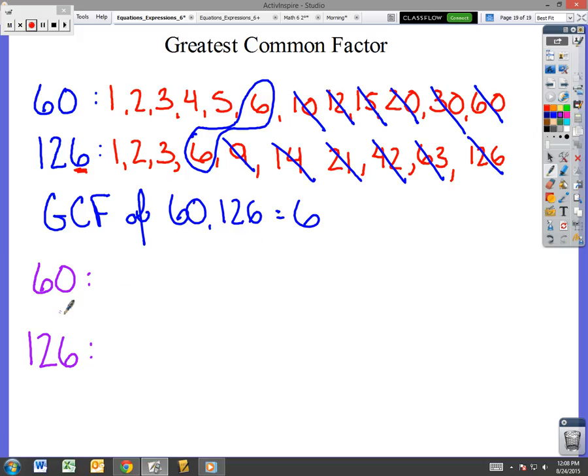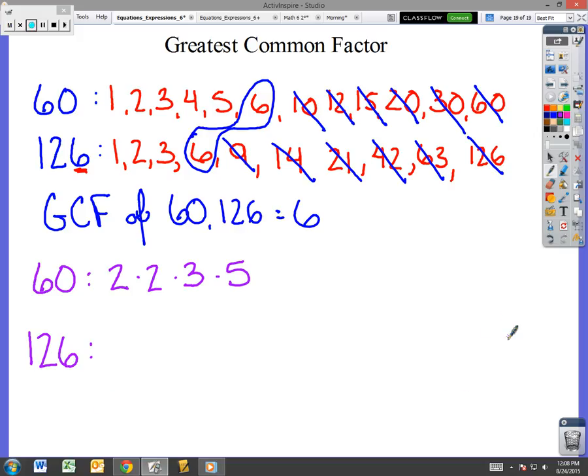Now 60. I know that 2 times 30 is 60. So I'm thinking 2, there's a prime number. 30. Well, 30 is 6 times 5. Well, 6 is 2 times 3, right? Times 5. Let's take a look. 2 times 2 is 4. 4 times 5 is 20. 20 times 3 is 60. So if I know my prime factorization, I'm done.